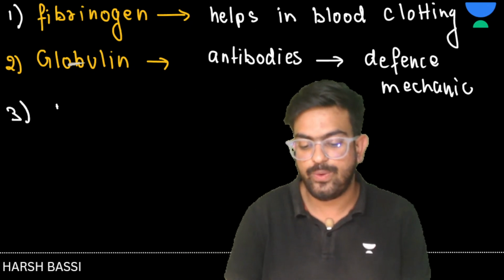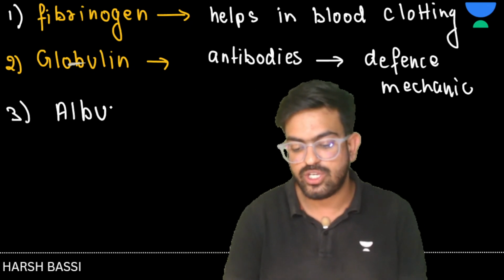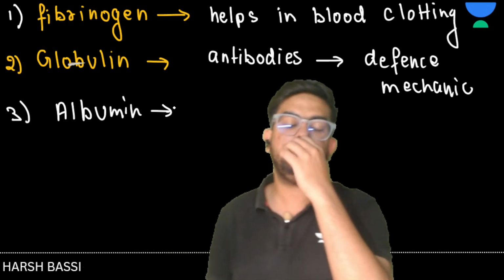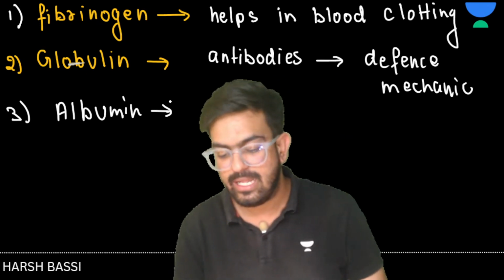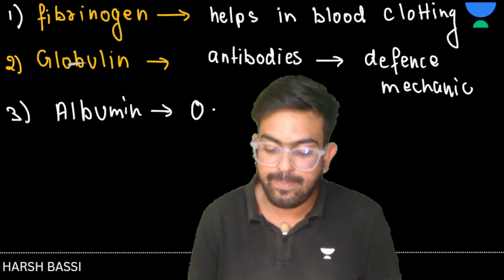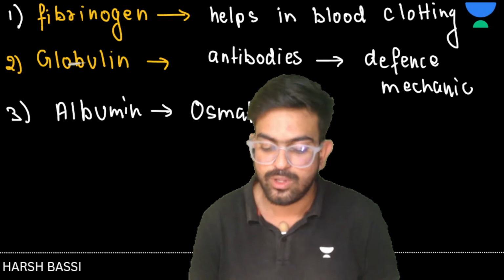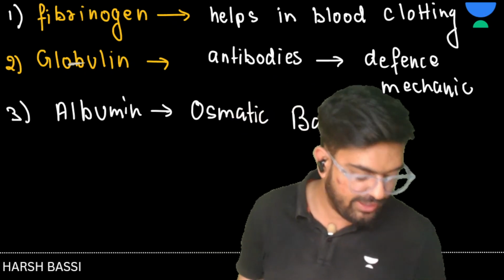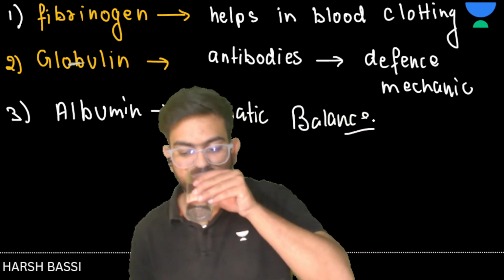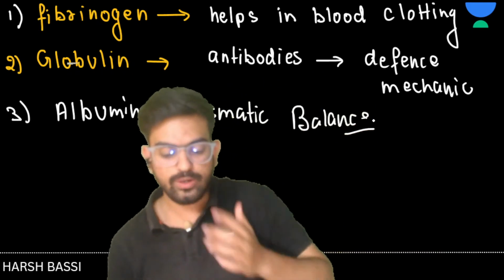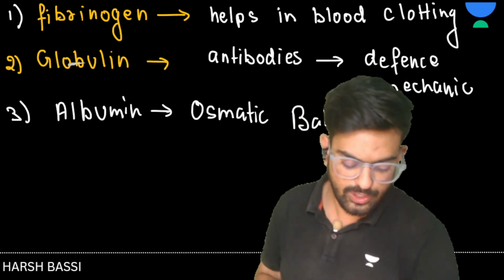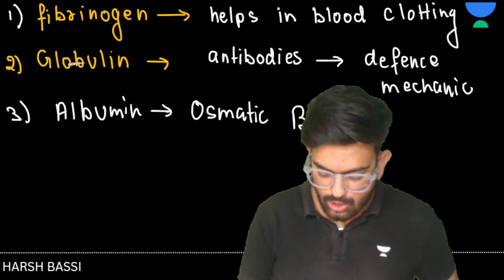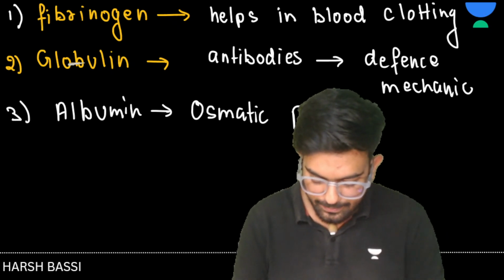Next we have the third thing, which is albumin. And if I talk about albumin, albumin helps in the osmotic balance of our blood. Yes or no, everyone? Okay, great. So this was all about the composition of plasma, right? Chalo.